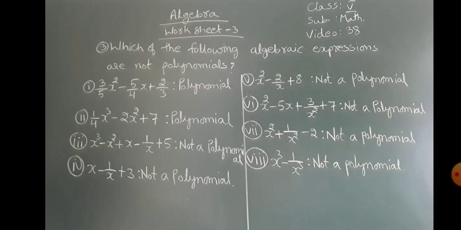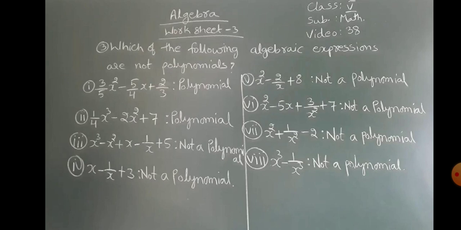Okay, so now based on this information, let us see the key for the third question, all problems. In the first problem, 3 by 5 x square, the variable is x, its power is 2, which is a whole number. Next, the second term is 5 by 4 x, the variable is x and its power is 1. Next, 2 by 3 is a fraction which is a constant, so its degree will become 0. Now if you observe, all the powers of variables are just whole numbers. That's why this expression is a polynomial.